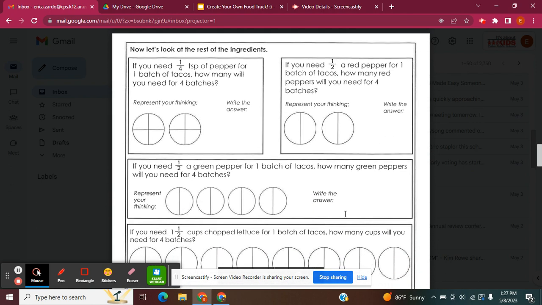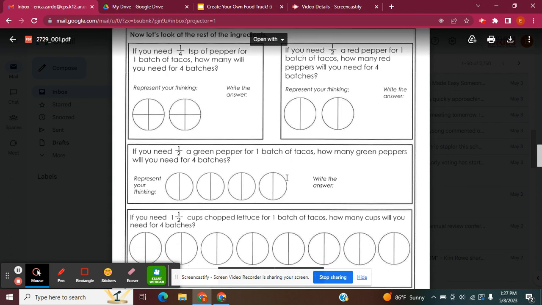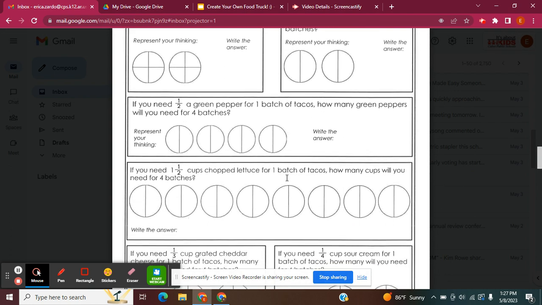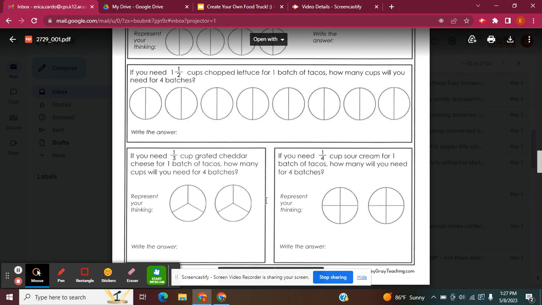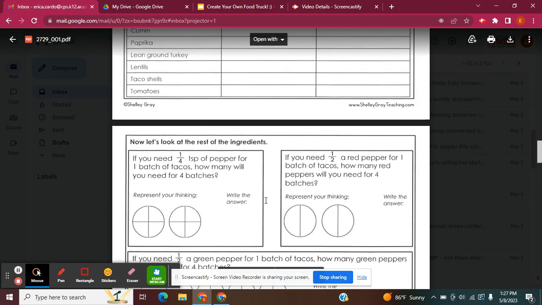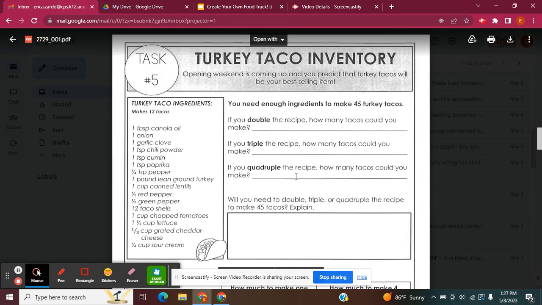On the next page of task 5, you're essentially just doing fractions with pictures. You're representing fractions for those pictures. And don't forget that it also says to write your answer. It has you represent your thinking and then also write your answer on each of those. Okay, so there is task 5. We're so close to opening day.